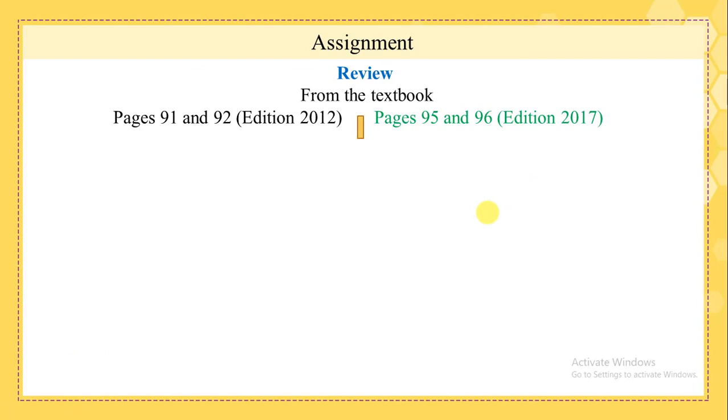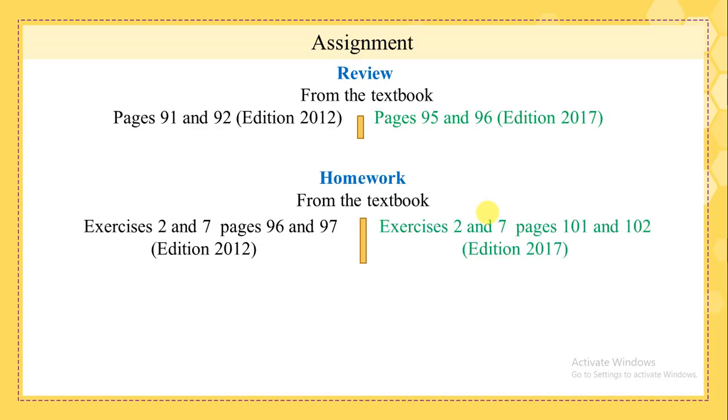Assignment. Review from the textbook, pages 91 and 92, edition 2012, pages 95 and 96, edition 2017. Homework from the textbook, exercises 2 and 7, pages 96 and 97, edition 2012, pages 101 and 102, edition 2017.